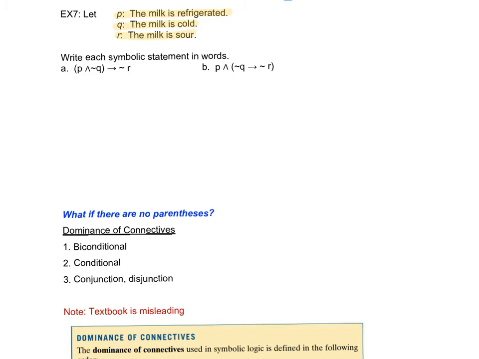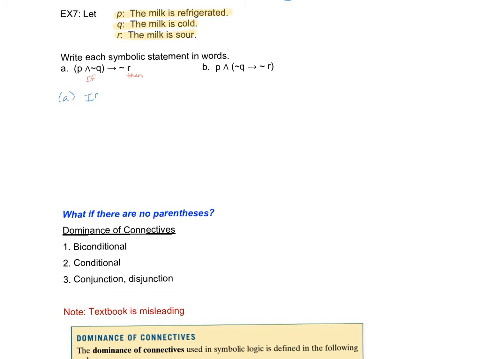I've changed my parentheses. So in part A, this is an if-then statement where the if would be P and not Q. Then would be the R. So P and not Q. P, the milk is refrigerated, and not Q, the milk is not cold. So the milk is refrigerated and the milk is not cold. That's my if.